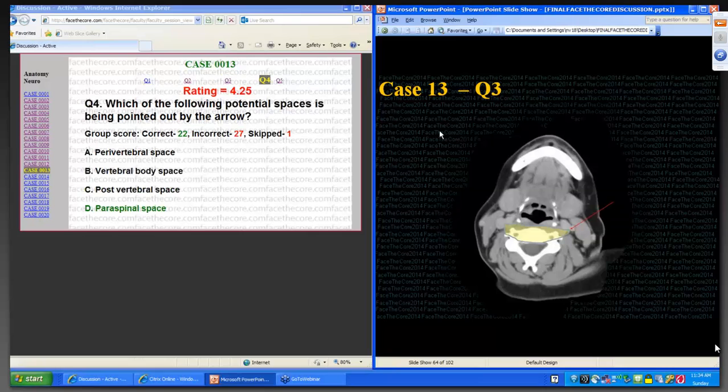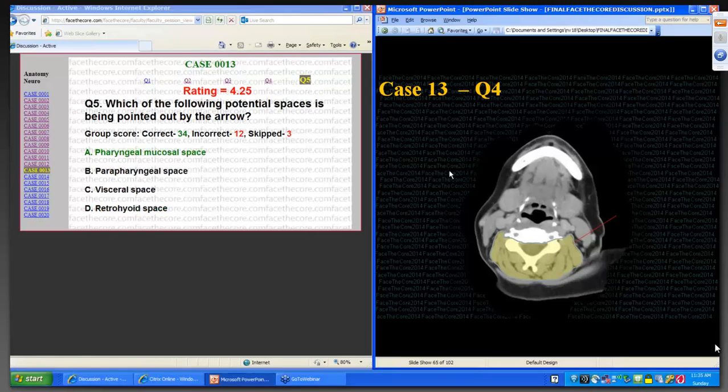Which of the following potential spaces is being pointed out by the arrow? Is it the perivertebral space, vertebral body space, postvertebral space, or the paraspinal space? This is actually the paraspinal component of the perivertebral space. Perivertebral space is sort of a collective term containing both the prevertebral and the paraspinal space. And the deep paraspinal musculature is what's contained within the paraspinal space.